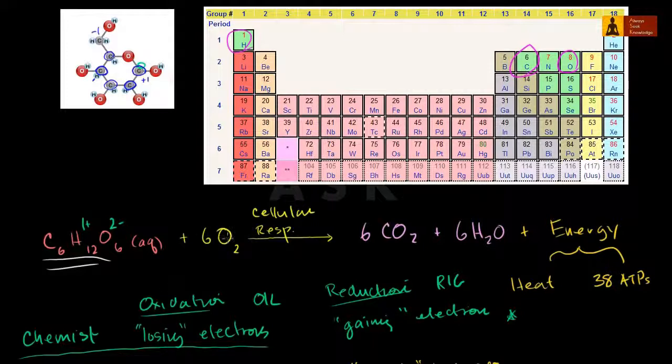Here, all of the oxygens have no oxidation state because they're just bonded. Let me do it in a better color. No oxidation state, or neutral oxidation state, because they're double bonded with oxygen. No one's hogging from anyone. They're obviously equally electronegative. If we look at the products, carbon dioxide looks like this.